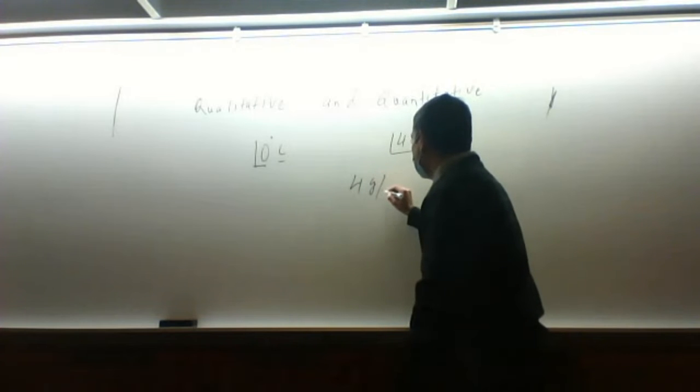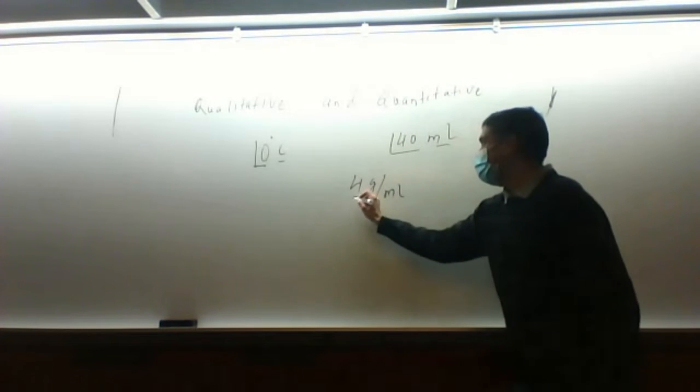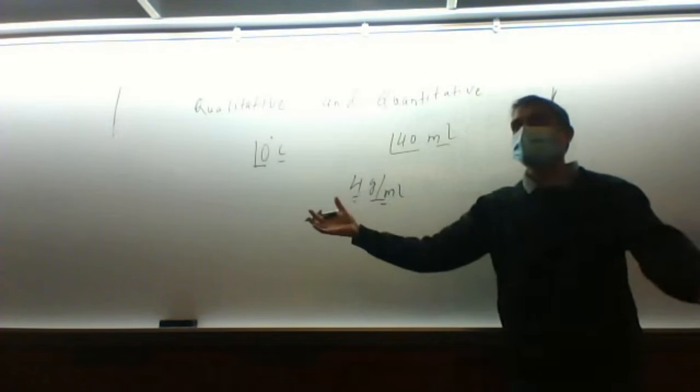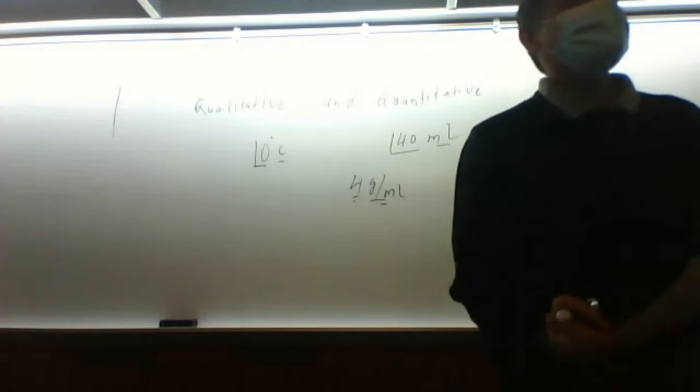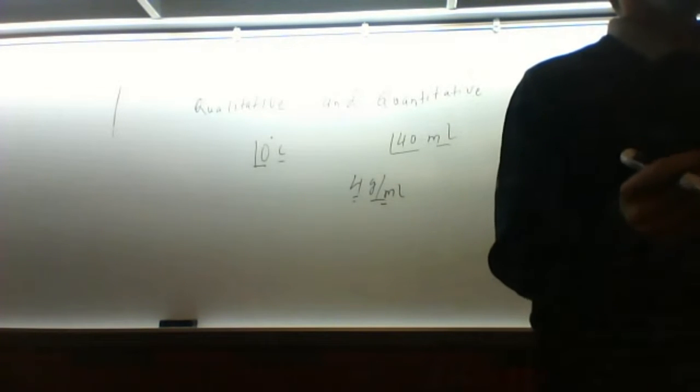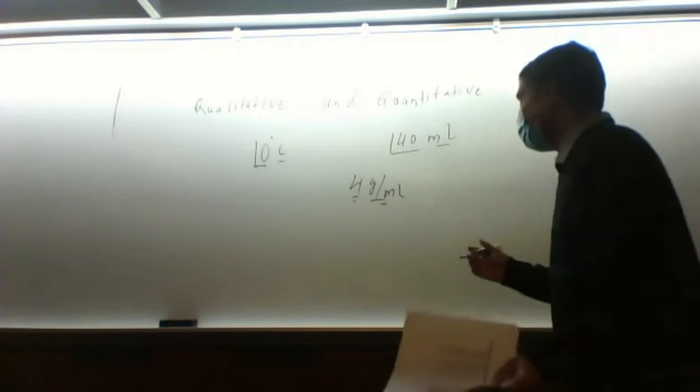4 gram per ml. So this is the density. This is the number, this is the unit. If you see something like that, that's a quantitative observation. So I put the homework, yeah? So how about the qualitative?